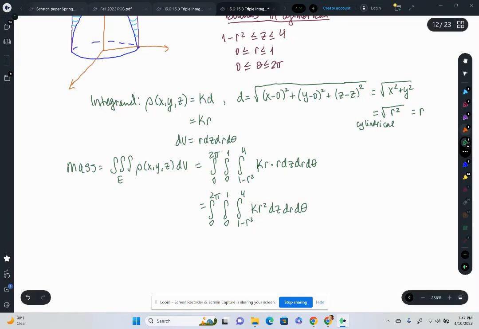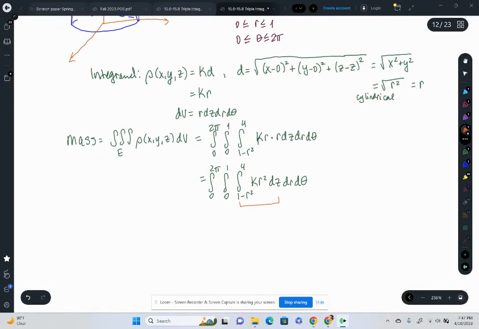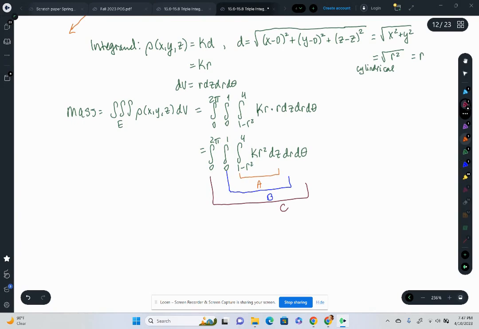And so we would do this very similar to how we've been doing things. We would go ahead and work with the inner integral first. That would be the a. We have the middle integral second. We have the outer integral third, and we could go ahead and integrate this.